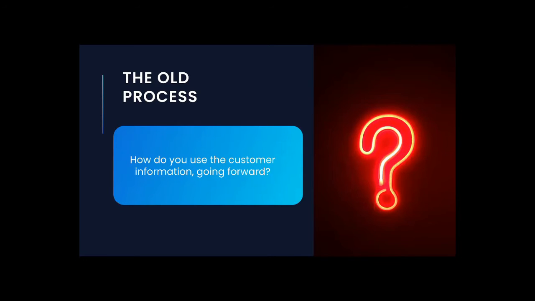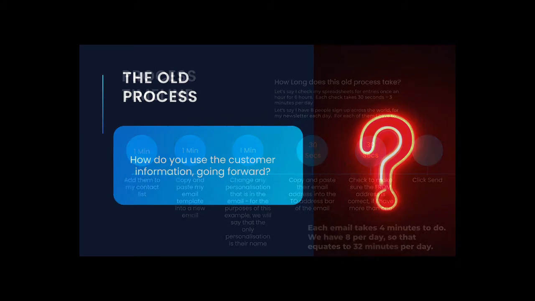So how do you use the customer information going forward? Well, later on, you may want to send an email to all of your contacts, letting them know about your new products or special offers. You will need to take both of your lists and compare them so that you can remove all of the contacts that have unsubscribed. This is called deduplicating the data. You can do this electronically if you know how, or you can do it manually, which is more time consuming and it's easy to miss things.